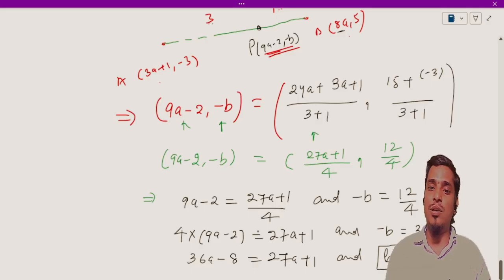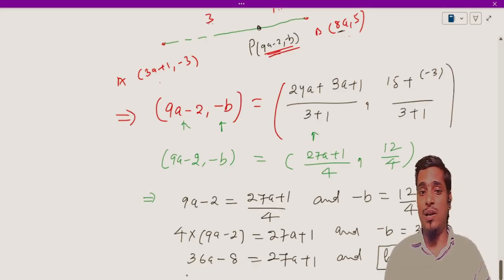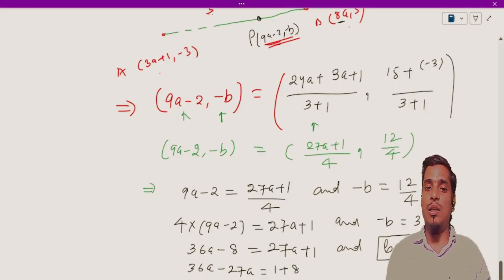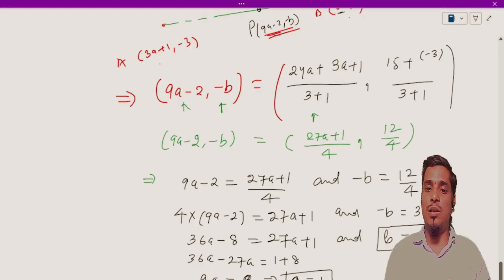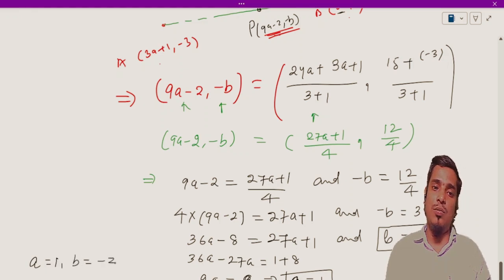Shifting this 27a to the left and minus 8 to the right, we'll get 36a minus 27a is equal to 1 plus 8. So we'll get 9a is equal to 9. Upon simplification, we'll get a is equal to 1, because this 9 and 9 got cancelled. So the value of a is 1 and the value of b is minus 3. So our answer is a is equal to 1, b is equal to minus 3.